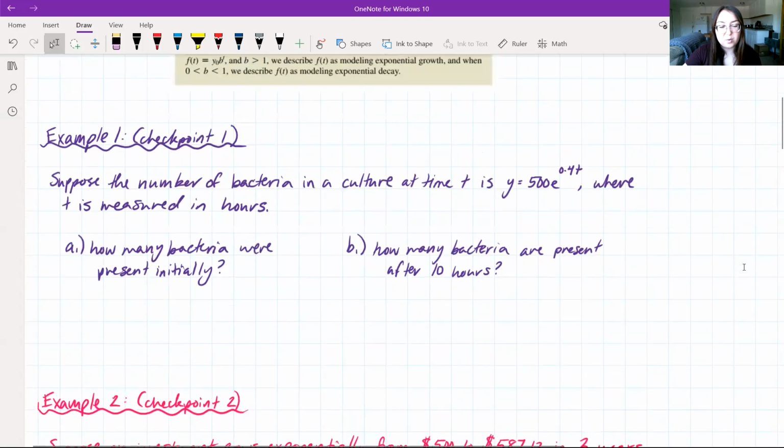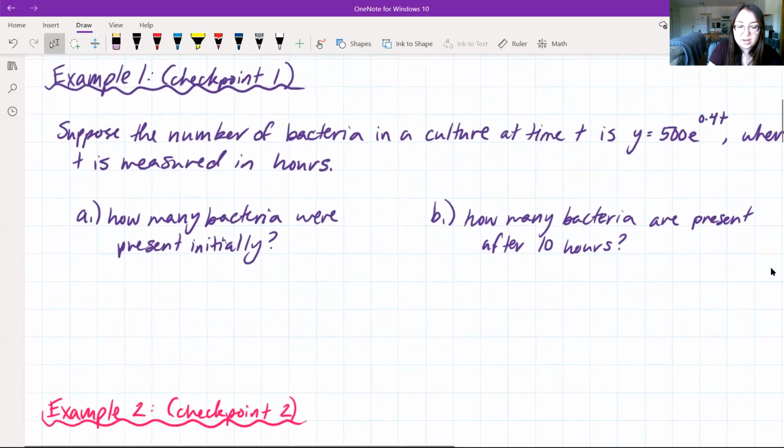So for example 1 here, which is also checkpoint 1 in your book, we suppose that the number of bacteria in a culture at time t is y is equal to 500 times e to the 0.4t, where t is measured in hours. So how many bacteria were present initially? So initially, that signifies when time is equal to 0. So let's zoom in a little bit here and we say initially is equal to t equals 0.